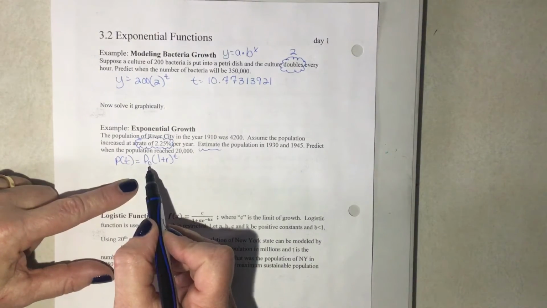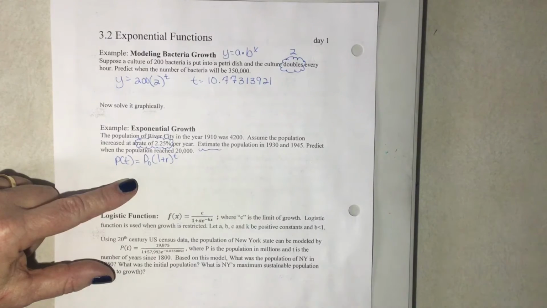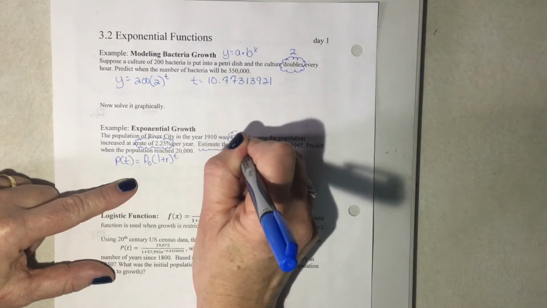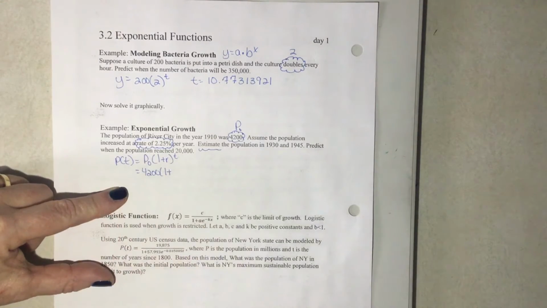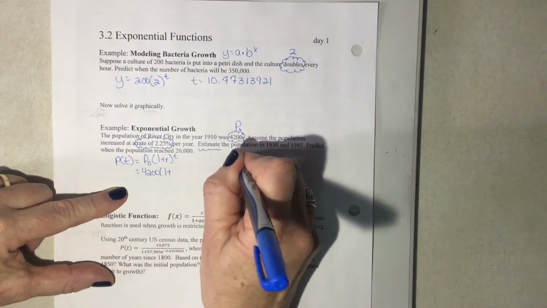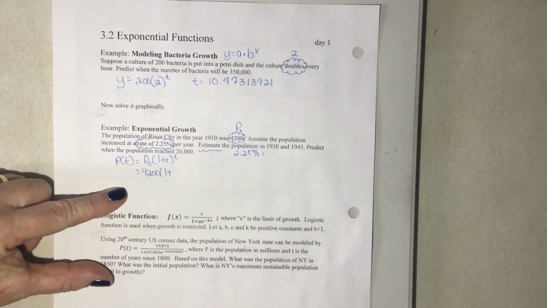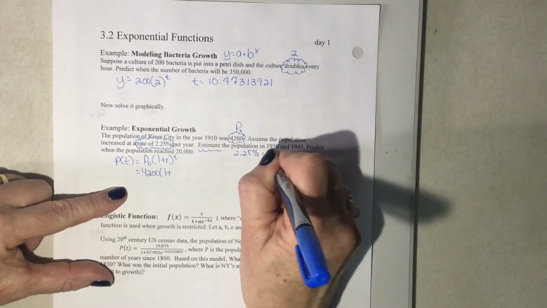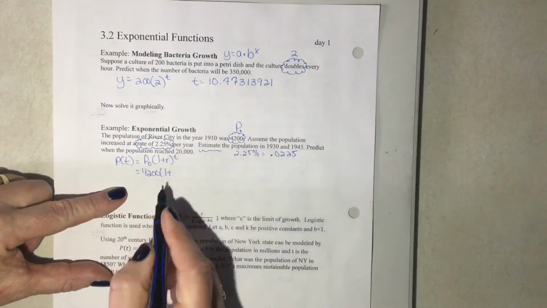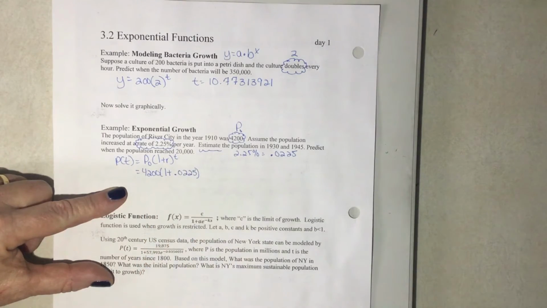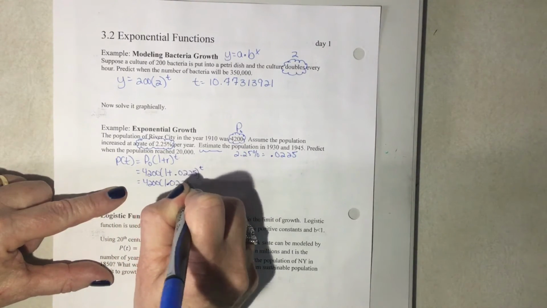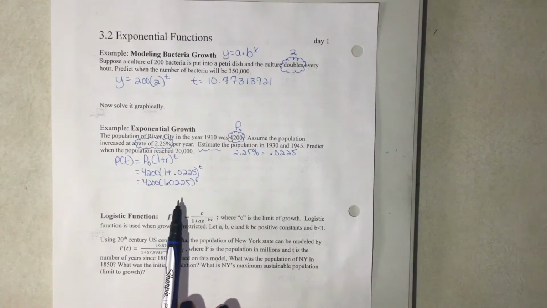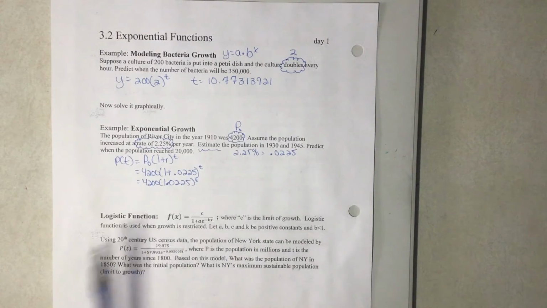All right, so what's my initial population? When they first started counting, or when they first started gathering data for this particular study. Okay, so that is my P sub 0. That's my initial population. So 4,200. And so what I have here is 2.25%. How do I write that as a decimal? 0.0225. Move it over twice, 0.0225. So I put that in for my rate, 0.0225 at some time. And so combining that, I get 4,200 times 1.0225 raised to the t power. That's the function I'm going to use to answer these questions.